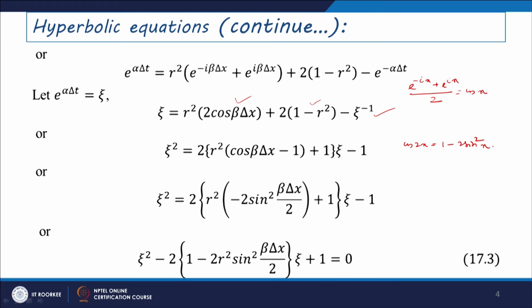So, that is why it can be written as cos beta x, sorry, cos 2x minus 1, this is minus 2 sin square x. So, if we replace here cos beta delta x, it can be written as minus 2 sin square beta delta x by 2 plus 1 into zeta minus 1 there. So, this can be written as zeta square minus 2 into 1 minus 2 r square sin square beta delta x by 2 whole into zeta plus 1 equals 0.